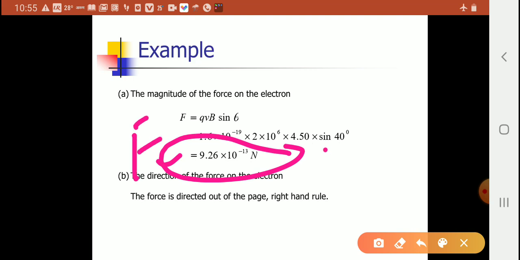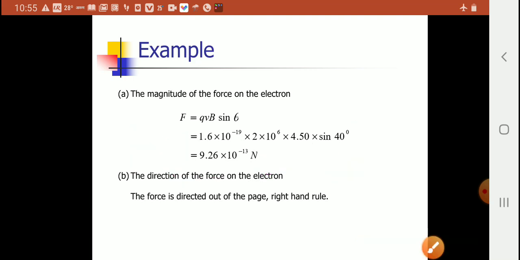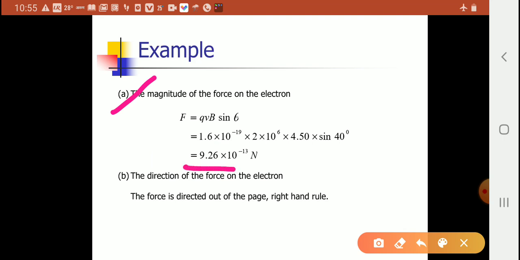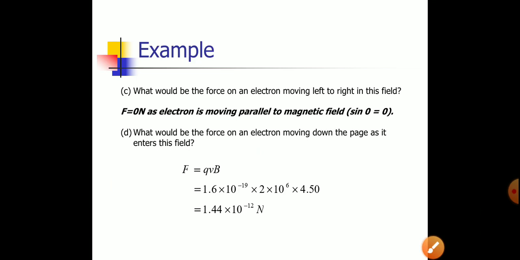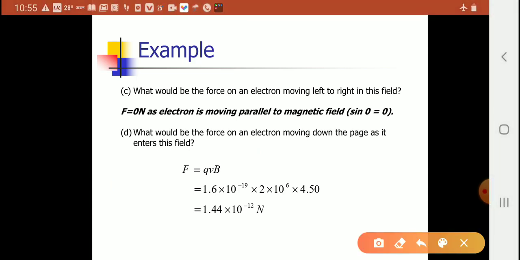Force will be in units of newtons, right? So this is the value of the magnitude of the force on an electron, right? Next, B, the direction of the force on the electron. The force is directed out of the page, by the right hand rule. Okay.